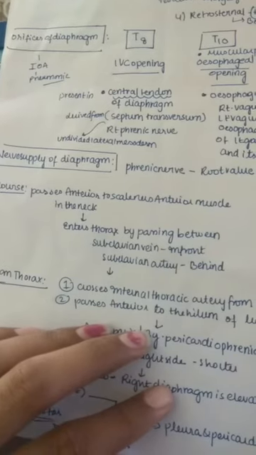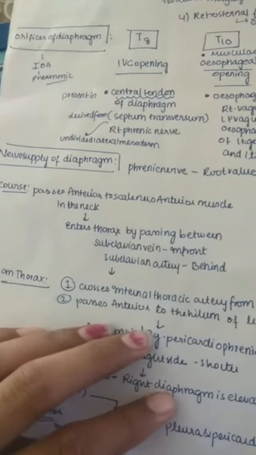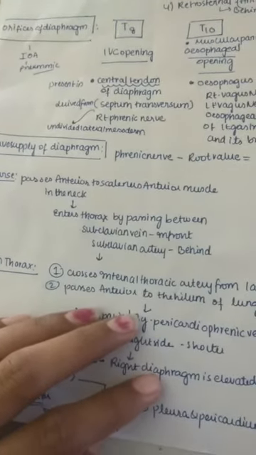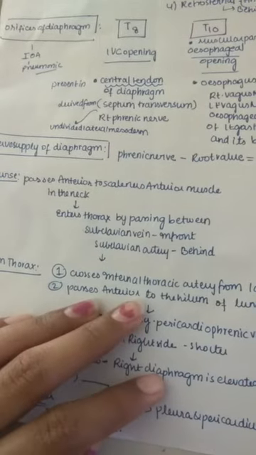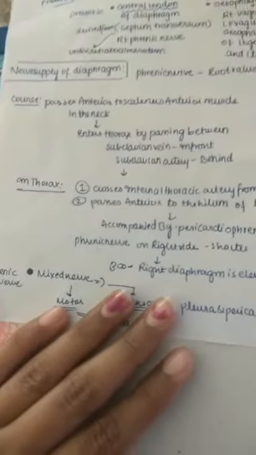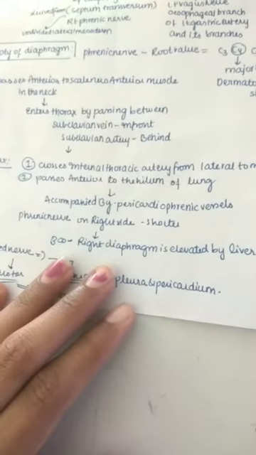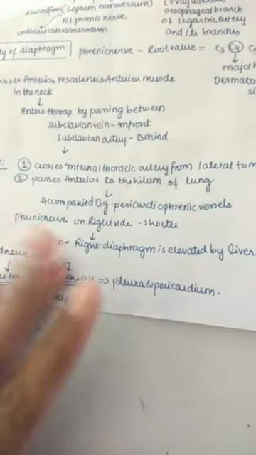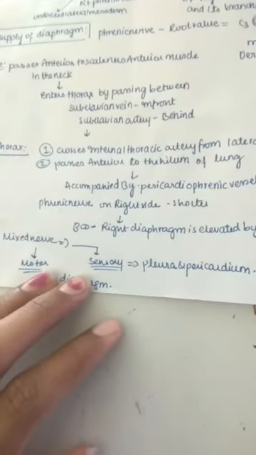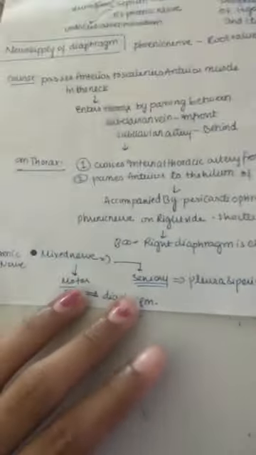And the course: it passes anterior to the scalenus anterior muscle in the neck and next enters the thorax by passing between the subclavian vein in front and the subclavian artery behind. So the vein is in front and the artery is behind. Next in the thorax it crosses the internal thoracic artery from lateral to medial side and passes anterior to the hilum of the lung, accompanied by the pericardiophrenic vessels. And the phrenic nerve on the right side is shorter because the right diaphragm is elevated by the liver.